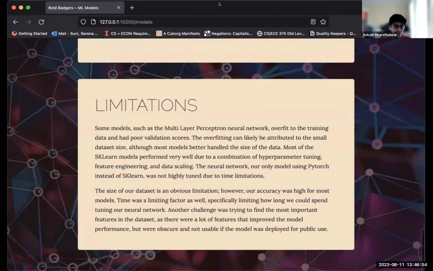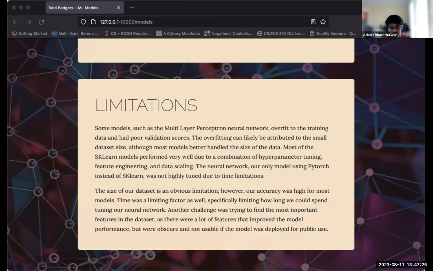So there were some limitations for some of the models. Some models, such as the multi-layer perceptron neural network, overfit to the training data and had poor validation scores. And the overfitting was likely due to the small data set size that we used, even though some of the models managed to handle this data really well. Most of the sklearn models performed very well due to a combination of hyperparameter tuning, feature engineering, and data scaling. The neural network, our only model using PyTorch instead of sklearn, was not highly tuned due to time limitations.